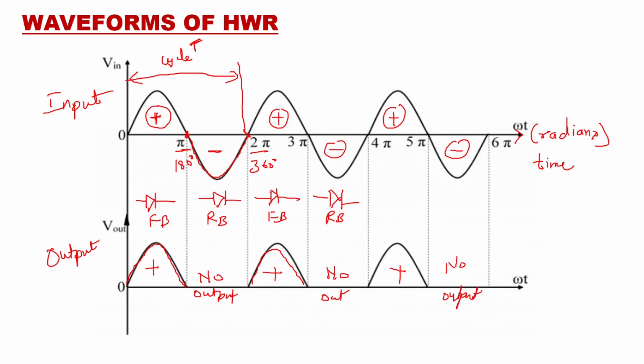But when the input is negative half cycle, your anode will not be positive with respect to cathode. It will be negative with respect to the cathode, and therefore the diode will not conduct. It will be in reverse bias, and there will be no output at the output of the half-wave rectifier. So these are the waveforms of the half-wave rectifier, which you have to show in the lab. When you conduct this experiment, you can show this waveform on the cathode ray oscilloscope, that is CRO.